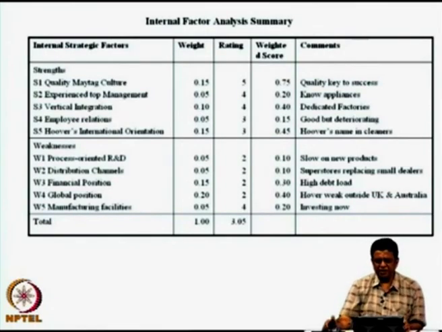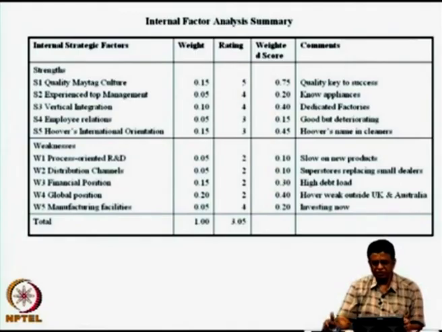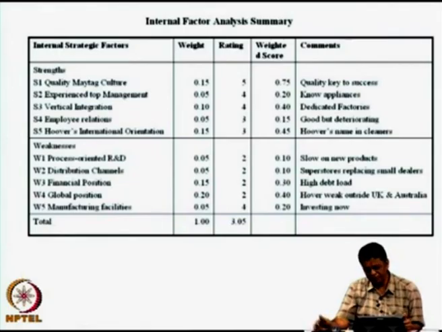Process oriented R&D. The weight given for this is 0.05. The company is looking at only process oriented R&D, not product oriented R&D. So, what is the rating on this? It gets a rating of 2, that is, it is not so good. So, it gets a weighted score of 0.10. Now, what is the comment? Slow on new products, because it is putting more emphasis on the process oriented R&D. The product oriented R&D is slightly suffering, and the company is not able to come out with new products in time.